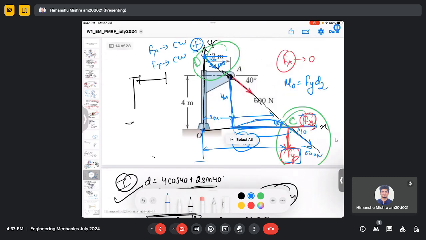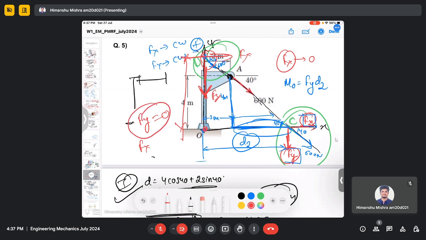And similarly you can transfer the force here also. You can see that the moment due to force Fy will be 0, and there will be a moment due to force Fx. This is your Fx, and this is your Fy. There is no perpendicular distance from force Fy to point O. So the moment from Fy will be 0, and there will be a moment from Fx only.